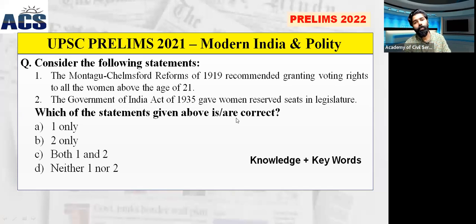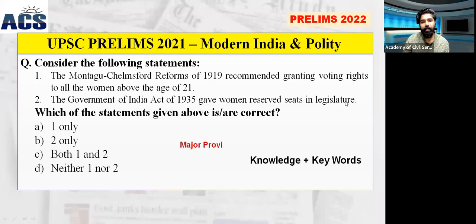The Montagu-Chelmsford reforms of 1919 recommended granting voting rights to all women above the age of 21. The second statement is: the Government of India Act of 1935 gave women reserved seats in the legislature.